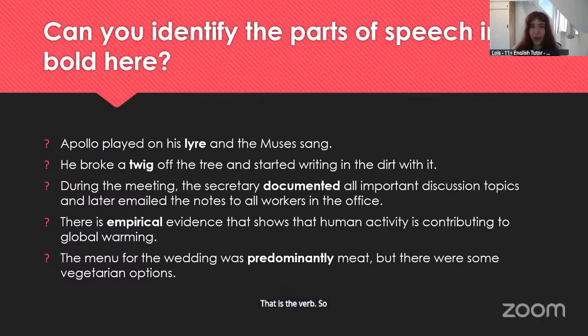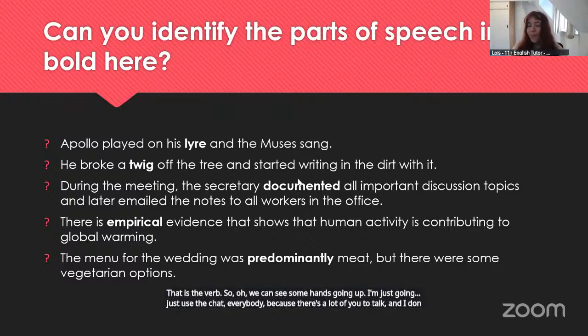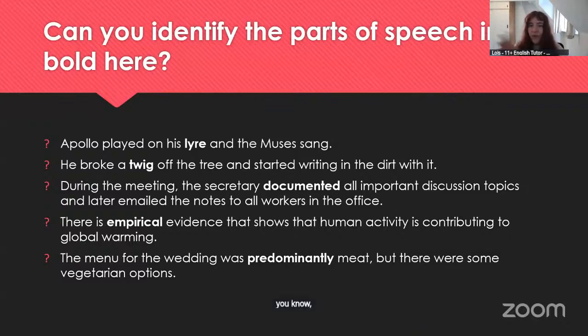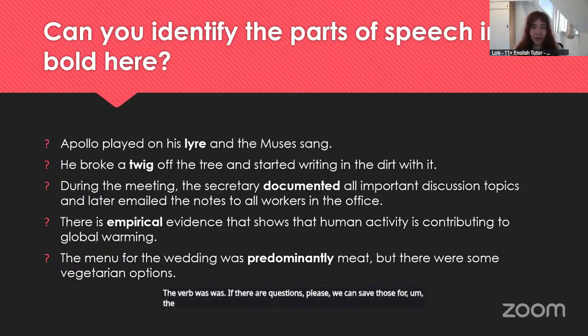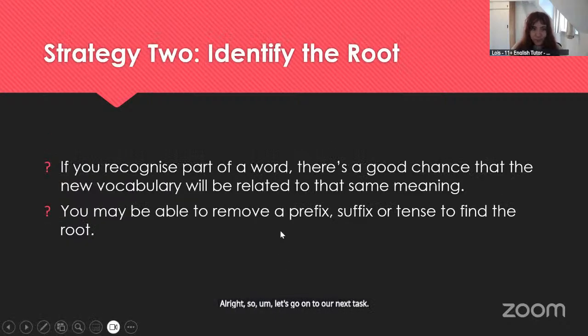Oh, I can see some hands going up. I'm just going to use the chat, everybody, because there's a lot of you, and I don't want to pick some and not pick others. So I'll largely use the chat, but I can see hands going up. The verb was. If there are questions, you can save those for the Q&A at the end. All right, so let's go on to our next task.